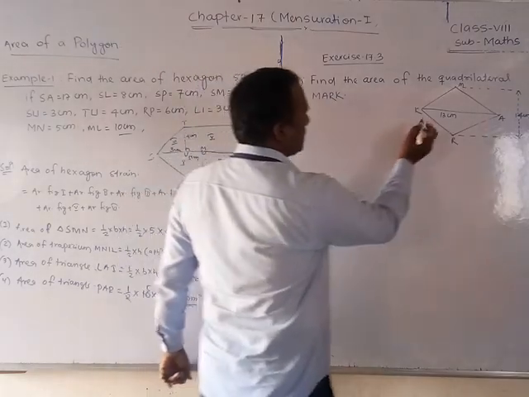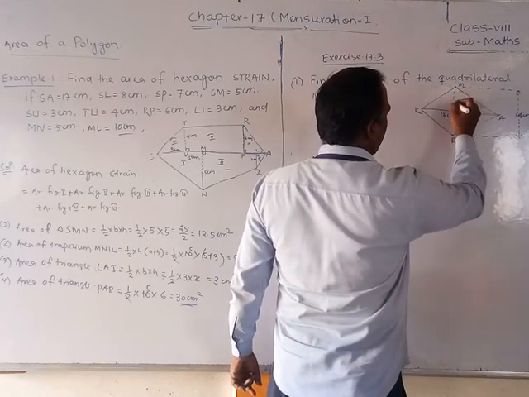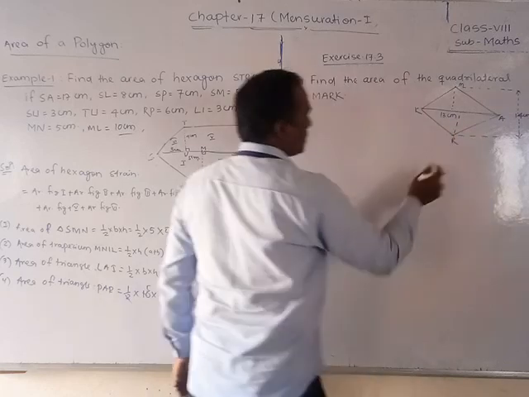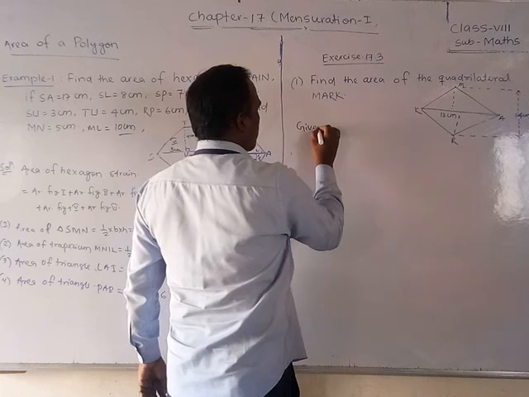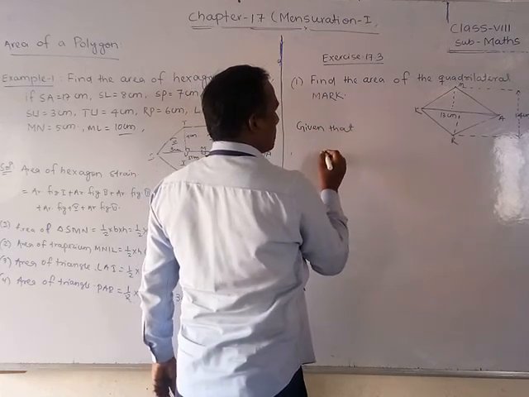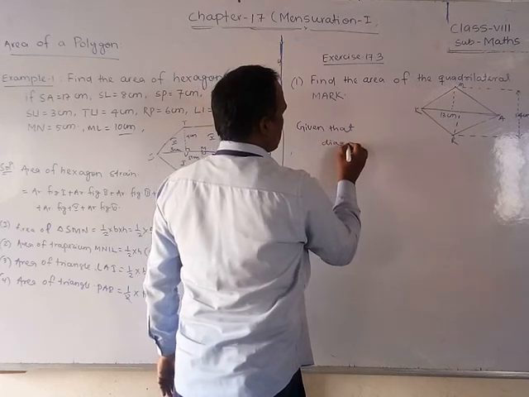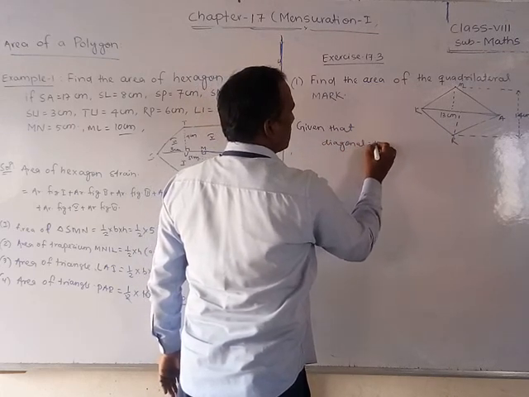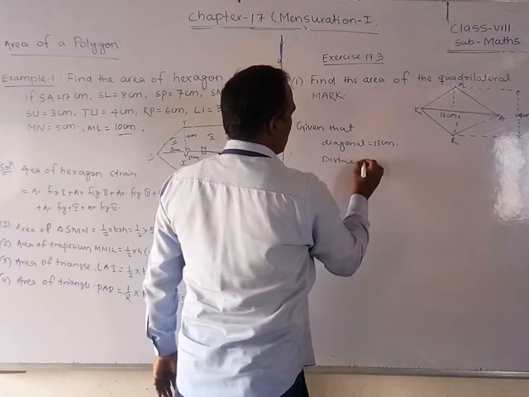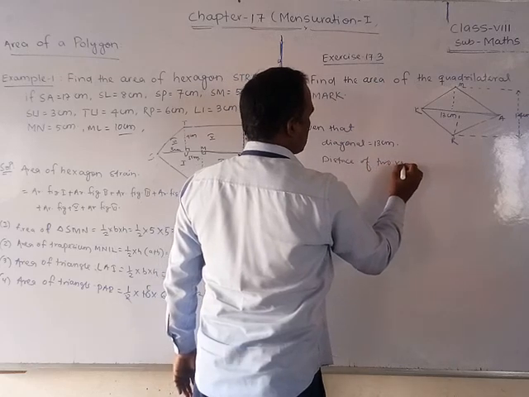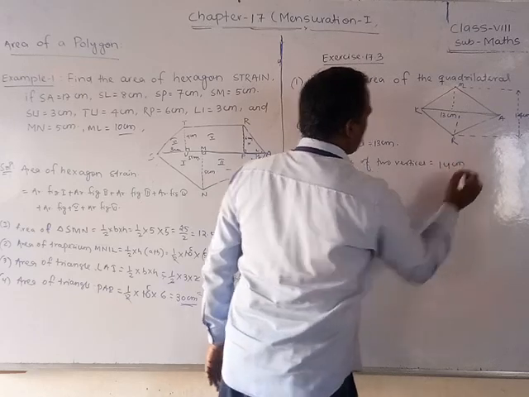So here one diagonal is given. So the height is given. Yes, because you have to find out the sum of the heights. So this sum of the heights is equal to 14. So it is very easy. Given that the diagonal is equal to 13 centimeter, and the distance of two vertices is equal to how much? 14 centimeter. So that is the height.